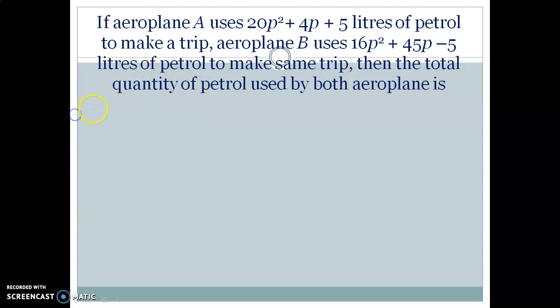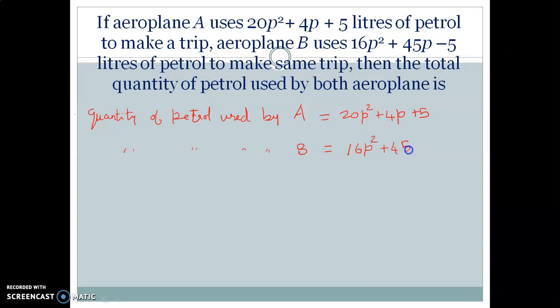So, we are going to write quantity of petrol used by A. A in the sense aeroplane A. What is the expression I have? Yes, 20p square plus 4p plus 5. Then the same thing, quantity of petrol used by aeroplane B is equal to 16p square plus 45p minus 5.